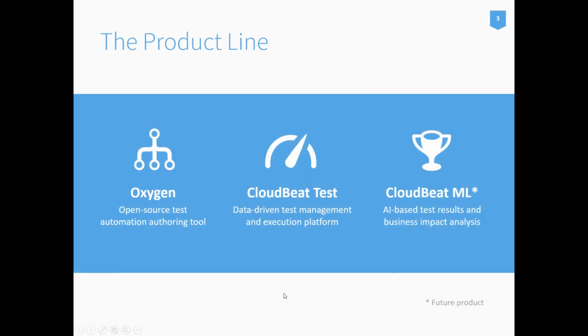Well, CloudBeat currently includes two tools or two platforms. One is the Oxygen automation tool, which we'll hear about in a few minutes. The other is CloudBeat tests. If you stay on in the webinar about half an hour in, we'll share a few demos about the CloudBeat solution, which is our enterprise tool. Oxygen being an open source tool, CloudBeat being an enterprise tool, a SaaS platform. And we'll not be talking tonight about CloudBeat machine learning, but that's an exciting tool that we're about to launch and will enable us to do AI-based test results and business impact analysis.